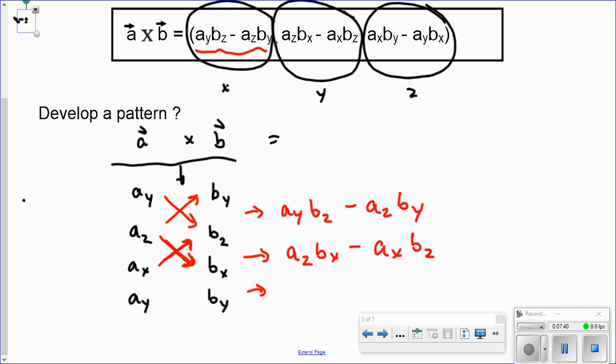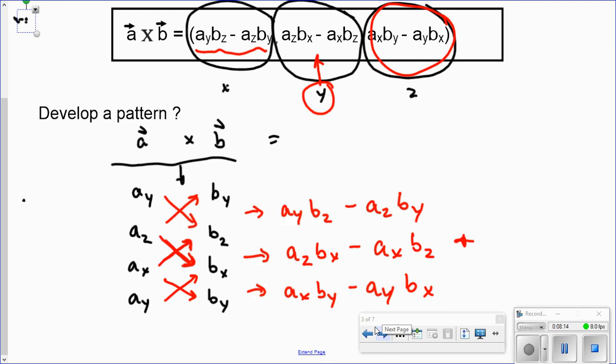Okay, and then finally, I just have to finish off this cross product. So I've got AX times BY, subtract AY times BX. And notice that's this one here. Okay, that's how you do it, and it's going to take a little bit of practice. There's some homework questions, and there's a couple of examples here that we'll work through. But once you get the hang of it, you follow the pattern and you do it this way. It's a pretty easy way to do it.